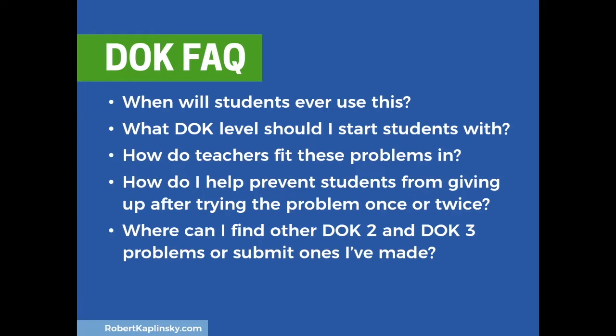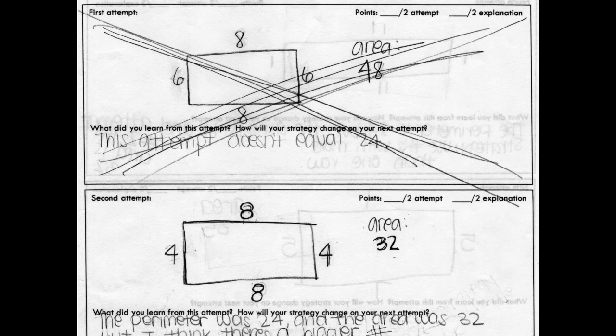So something to think about there. I want to end by sharing with you my favorite piece of student work I've ever received. It was a DOK 3 problem where students had to find the maximum area of a rectangle with a perimeter of 24 units. Now this was an 8th grade student who solved this, and on her first attempt, she couldn't even draw a rectangle that had a perimeter of 24 units.